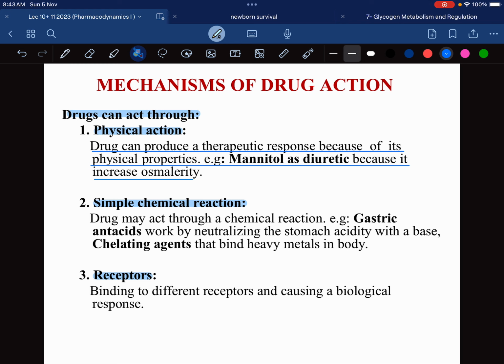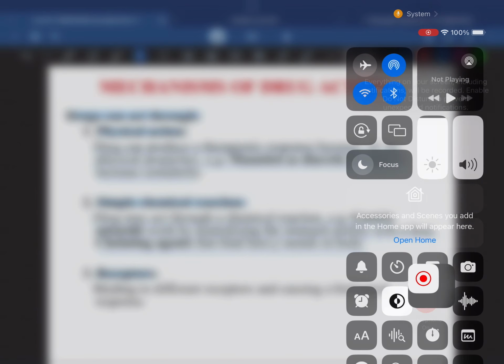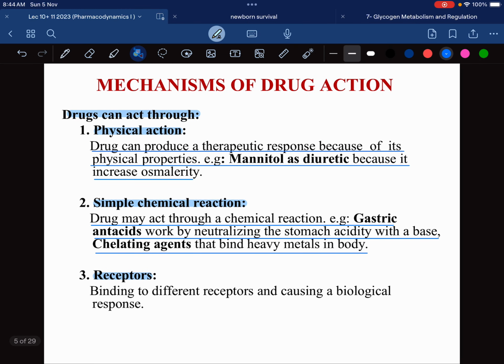Or sometimes there is a simple chemical reaction. The drug may act through a chemical reaction, such as gastric antacids, because antacids are weak basic drugs that neutralize the stomach acidity with a base. So if we want to treat hyperacidity and heartburn, we give the patient some antacid, a weak base compound that will interact with the high acidity in the stomach and produce salt and water. This will neutralize the acidity and remove the heartburn in that patient.